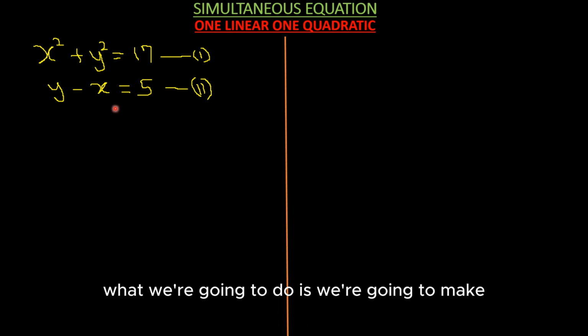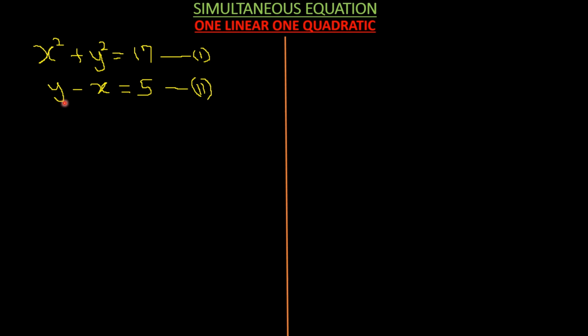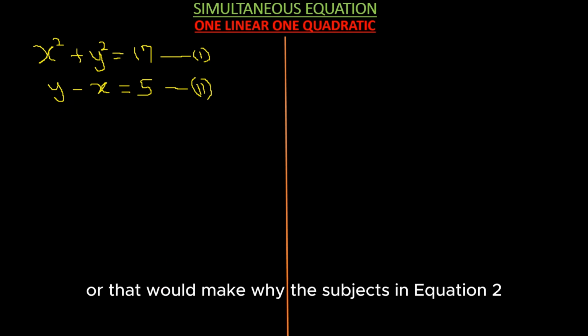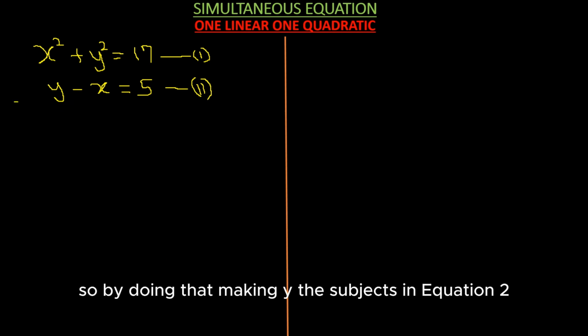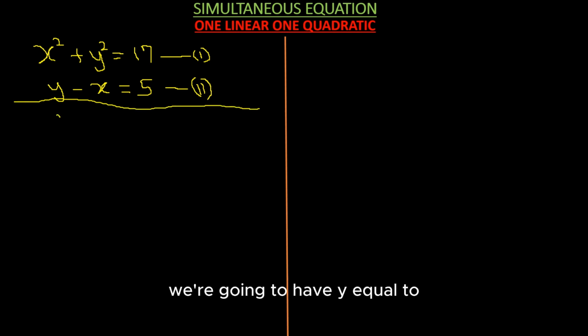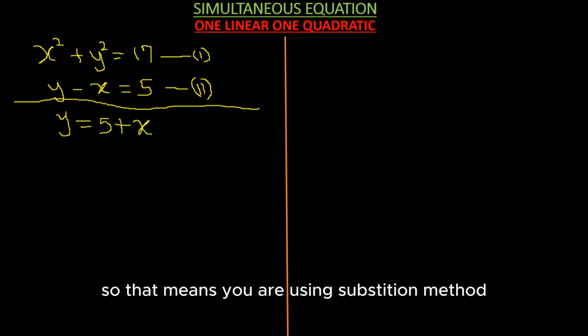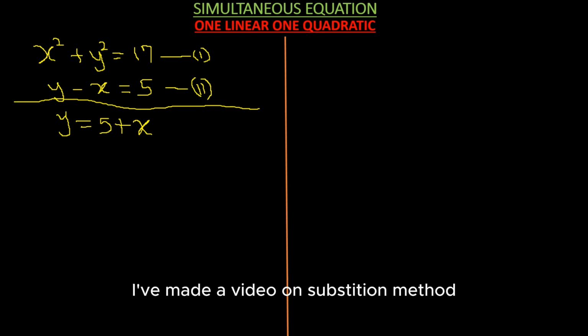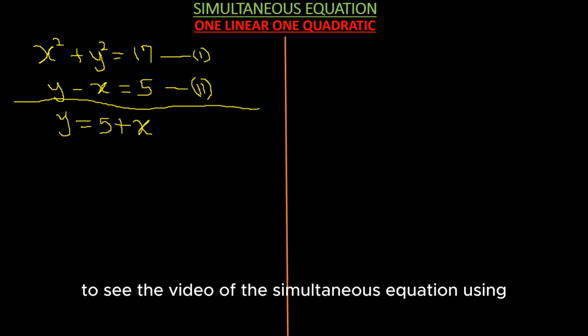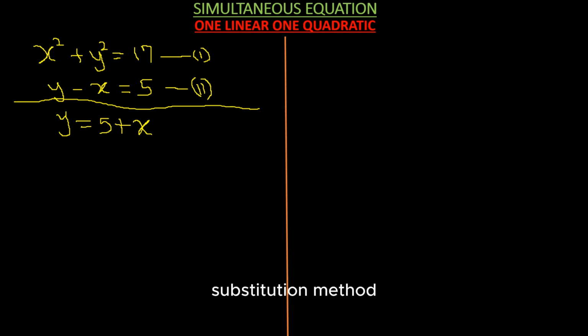From here, we're going to make y the subject in equation 2. By doing that, we have y equal to 5 plus x. So that means we are using the substitution method. I've made a video on the substitution method. You can check my profile to see the video of simultaneous equations using the substitution method.